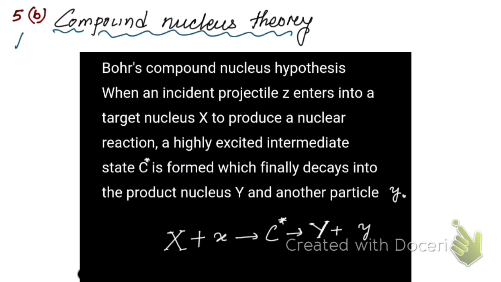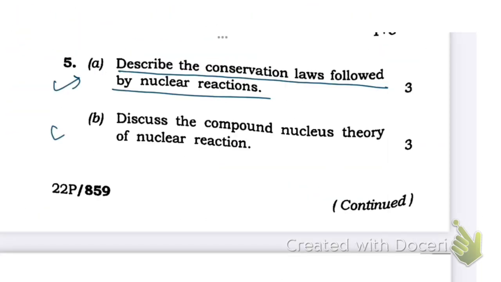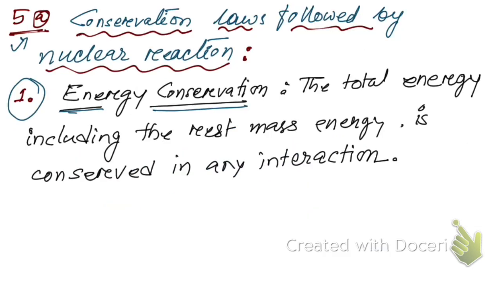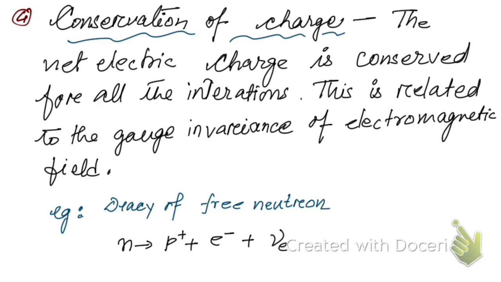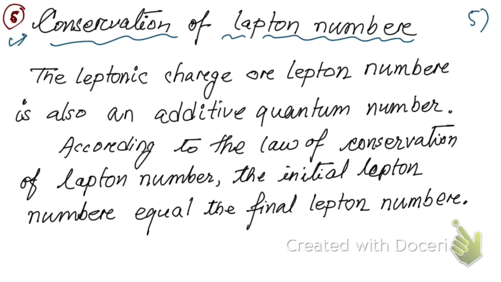Then this is the answer to question number 5b. Let me go back to the question. Here, question number 5b: discuss the compound nucleus theory. So here is the answer. Sorry, let me show you again question number 5a. It starts from here. This is page 1, this is page 2, this is 3, this is 4, this is 5.